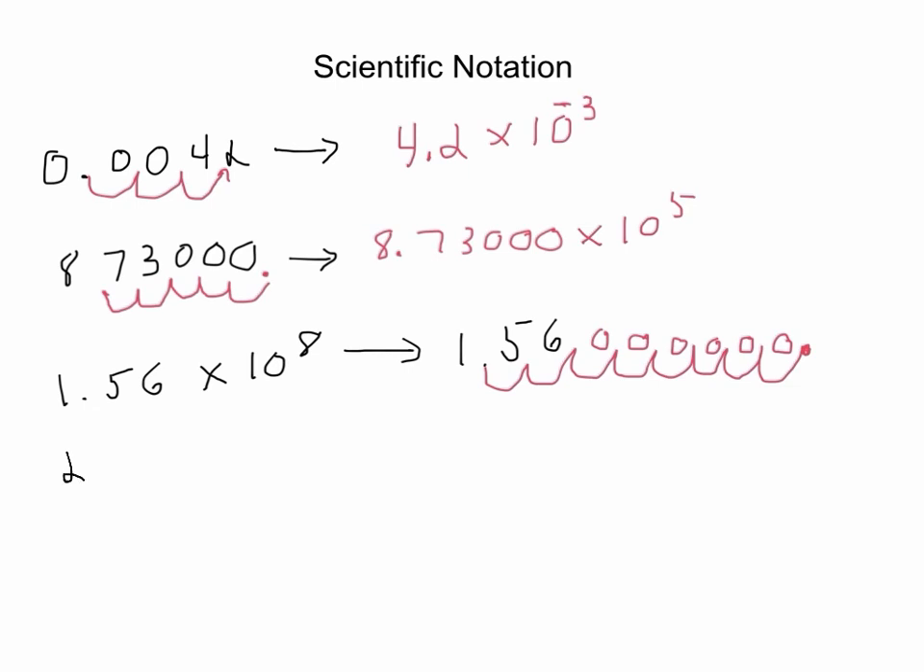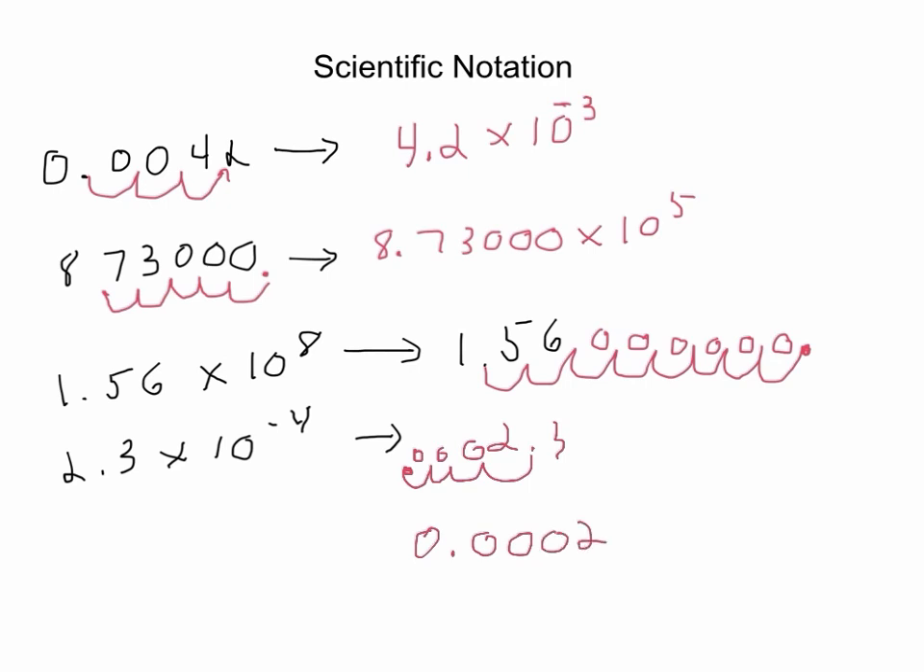Now we can do this going in the other direction. What if instead I had 2.3 times 10 to the negative 4th? Well, in this case, to convert back to standard notation, I need to move my decimal 4 places to the left. Left because this exponent is negative. So I'll write my number 2.3, and I take my decimal and go 1, 2, 3, 4 places to the left, fill in these spaces with zeros, and I'll rewrite my number. I get 0.00023 as my answer in standard notation.